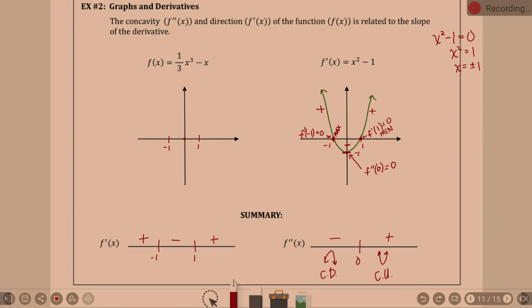Now, positive derivative means my original graph is going to be what? Increasing. A negative derivative means my graph will be decreasing, and then increasing. So it just looks like that.